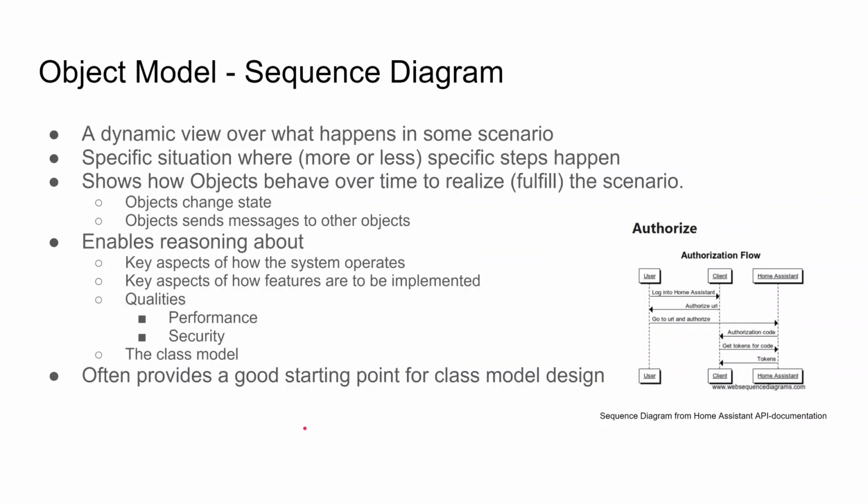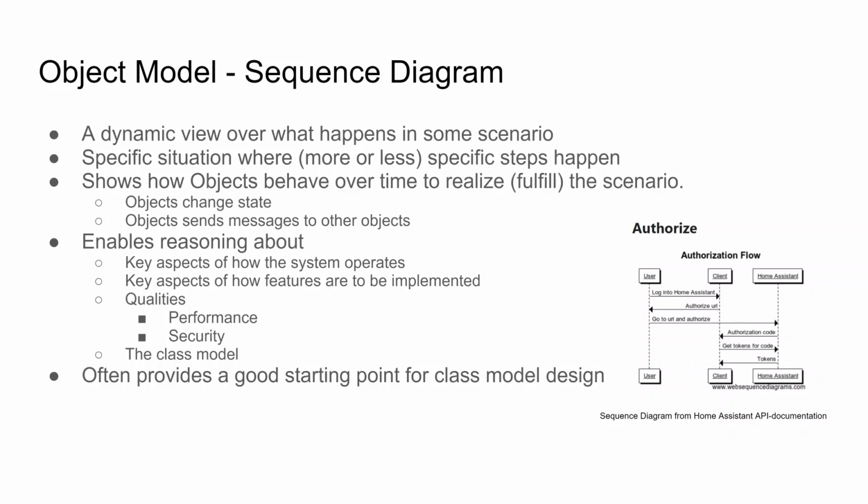The next model we will look at is an object model. As it's an object model, it actually shows something about the system when it executes, because objects exist when we execute the system. In this case, we will take a look at the sequence diagram, and you have seen this sequence diagram before also. So the sequence diagram is a dynamic view over what happens in some scenario.